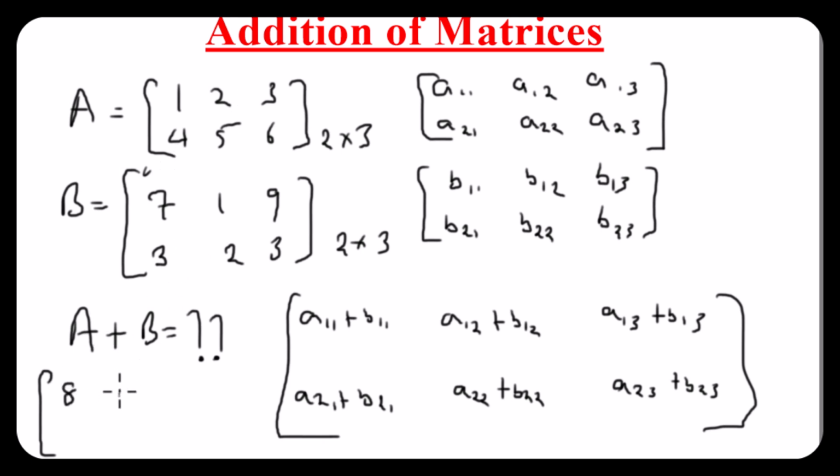2 plus 1 gives me 3. 3 plus 9 gives me 12. 3 plus 4, that's 7. 5 plus 2, again 7. And 6 plus 3, so this is 9. So this is my A plus B.